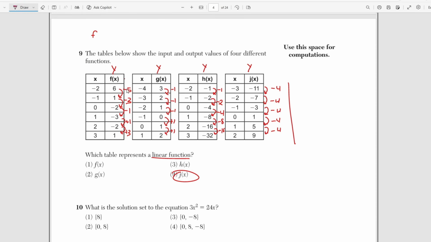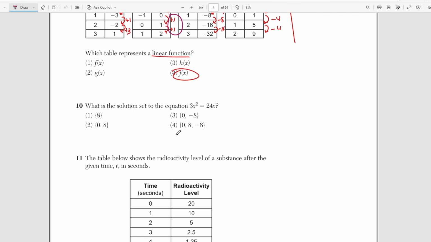We went from -5 to -3 to -1 to +1 to +3. Here, we went -1, and then all of a sudden we changed to +1. If the number isn't the same for every single hop, it's not linear. In this case, it was, so this one has to be linear. Number 10 asks us, what is the solution set to the equation 3x squared is equal to 24x?